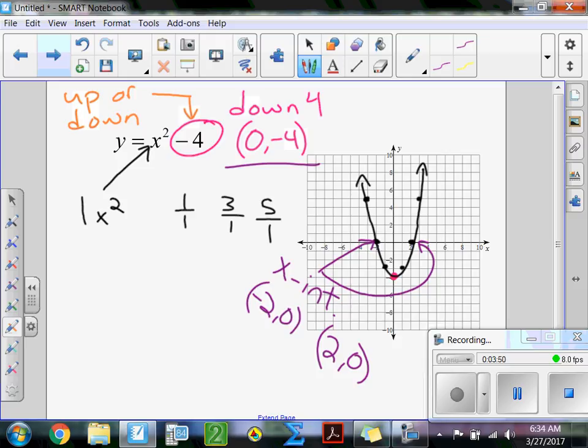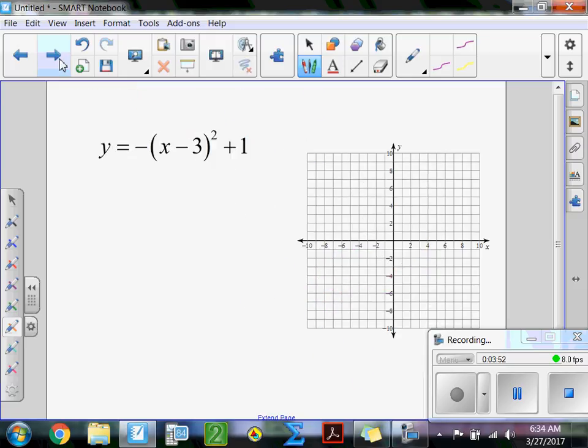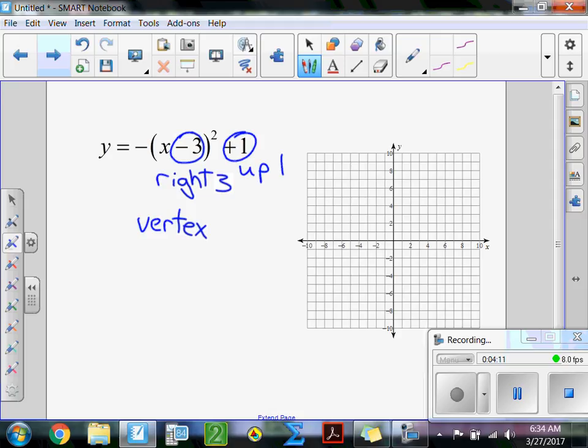Next example. This one says negative parentheses x minus 3 squared plus 1. We're going to start with the vertex. The plus 1 at the end means that I'm going to go up 1. The minus 3 on the inside, we do the opposite, so we're going to go right 3. So my vertex is going to be right 3 and up 1 from 0, 0 at 3, 1.